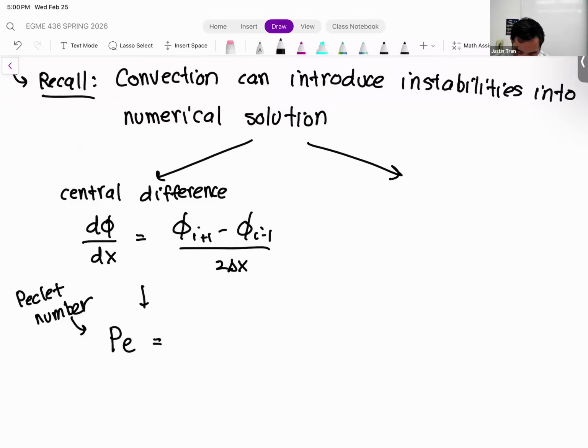All right, so remember, the Peclet number is the product of the velocity multiplied by the grid spacing, divided by the diffusion constant. And if our Peclet number is less than 2, either by some combination of our velocity or diffusion constant or our grid spacing, then our central difference scheme will be stable.